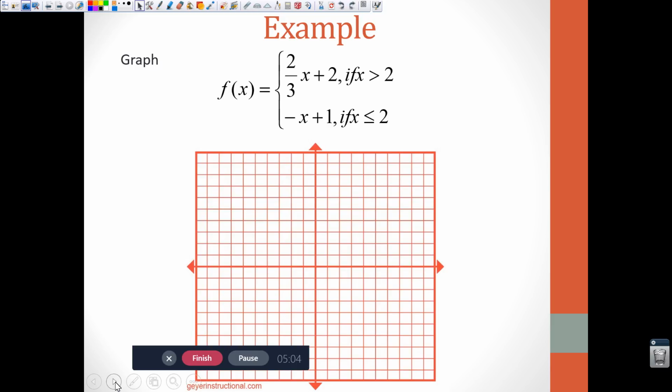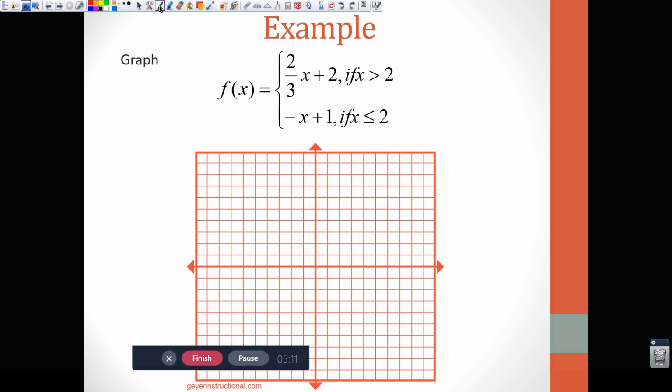So for this equation here, I'm going to substitute in my pivotal point here, 2, into my first equation. So that's going to equal 3 1/3. Okay? So at 2, I'm going to be at 3 1/3. So about here. And this is greater than, so it's going to be an open circle.